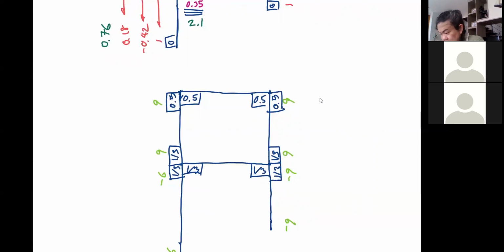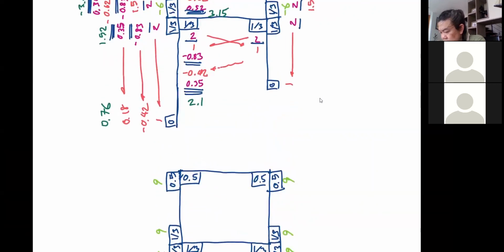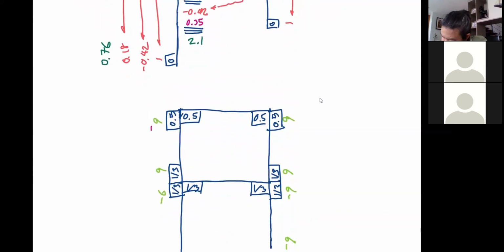So it's business as usual here. Let's take a look at the top joint. We have a distribution factor of 0.5. We're going to use the pink one. So that is minus 4.5, pretty straightforward. Minus 4.5, this is minus 4.5, and minus 4.5. That's the end of the first cycle, the top one.